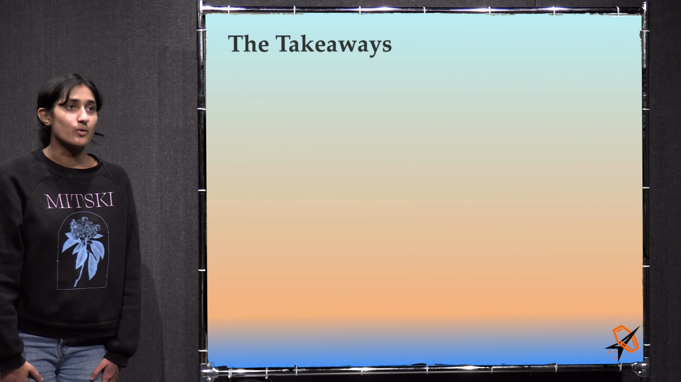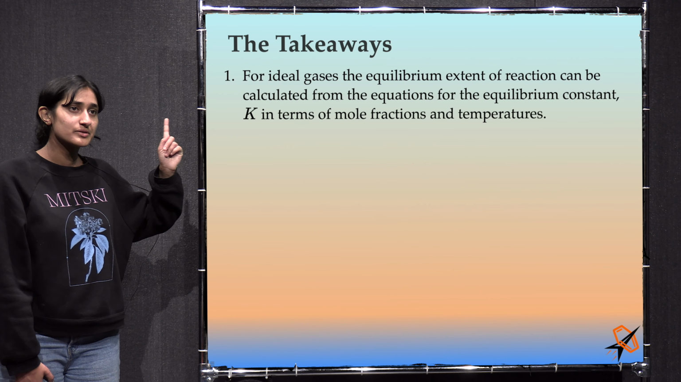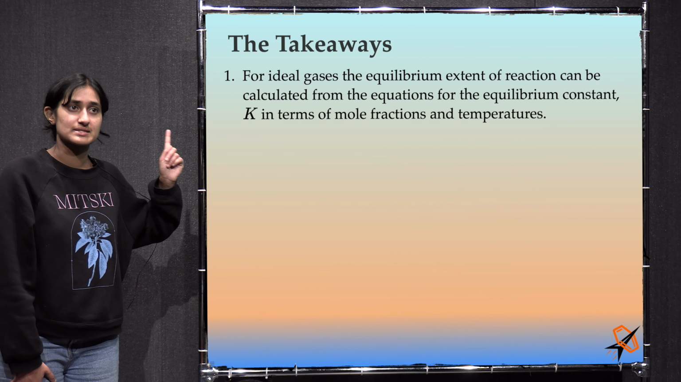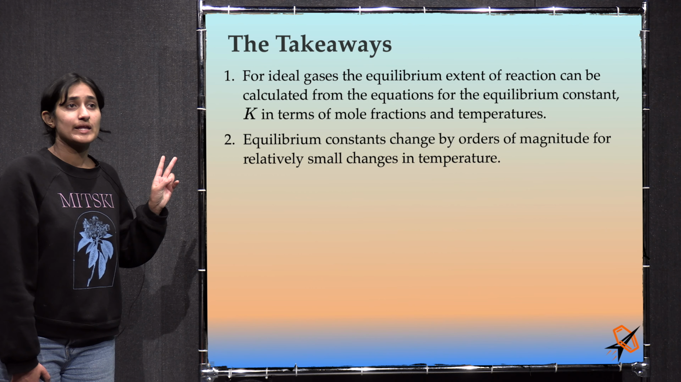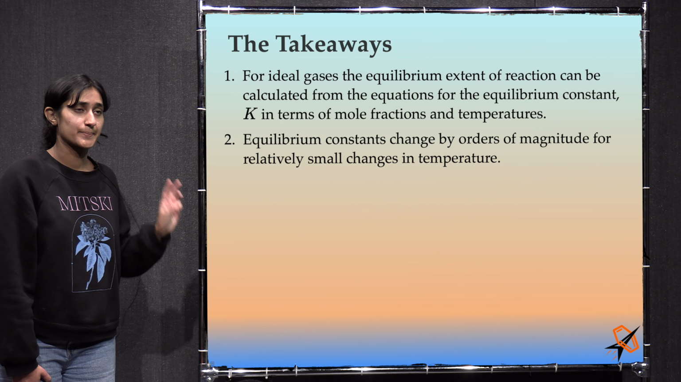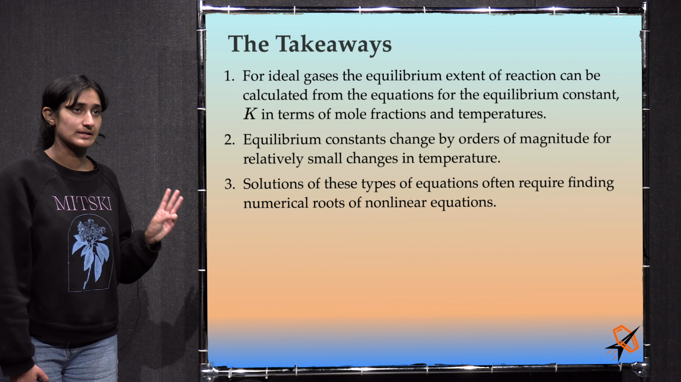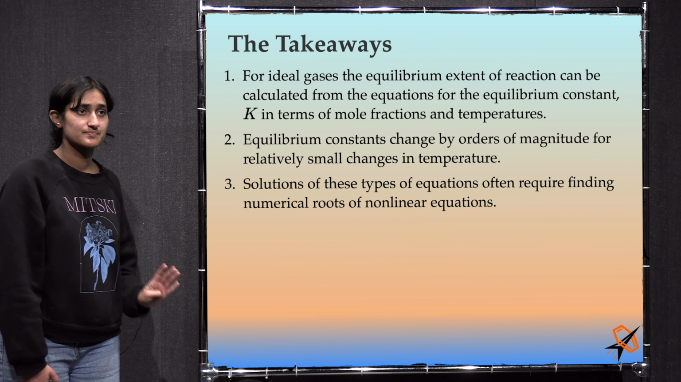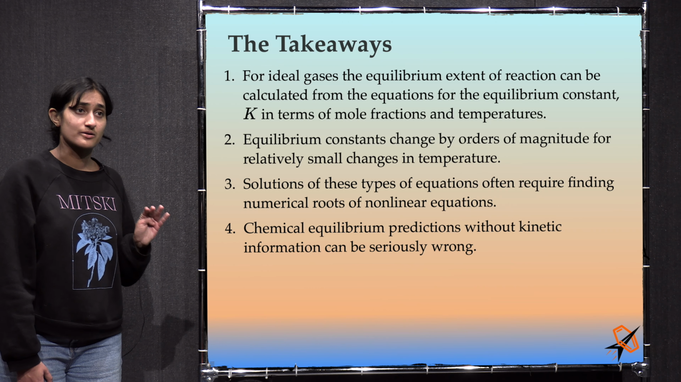The takeaways from this video are: 1. For ideal gases, the equilibrium extent of reaction can be calculated from the equations for the equilibrium constant K in terms of mole fractions and temperatures. 2. Equilibrium constants change by orders of magnitude for relatively small changes in temperature. 3. Solutions of these types of equations often require finding numerical roots of nonlinear equations. 4. Chemical equilibrium predictions without kinetic information can be seriously wrong.